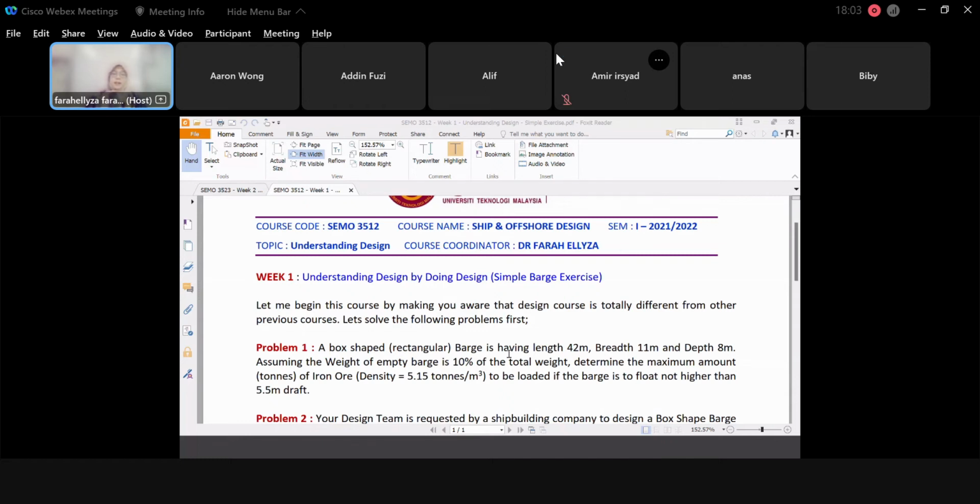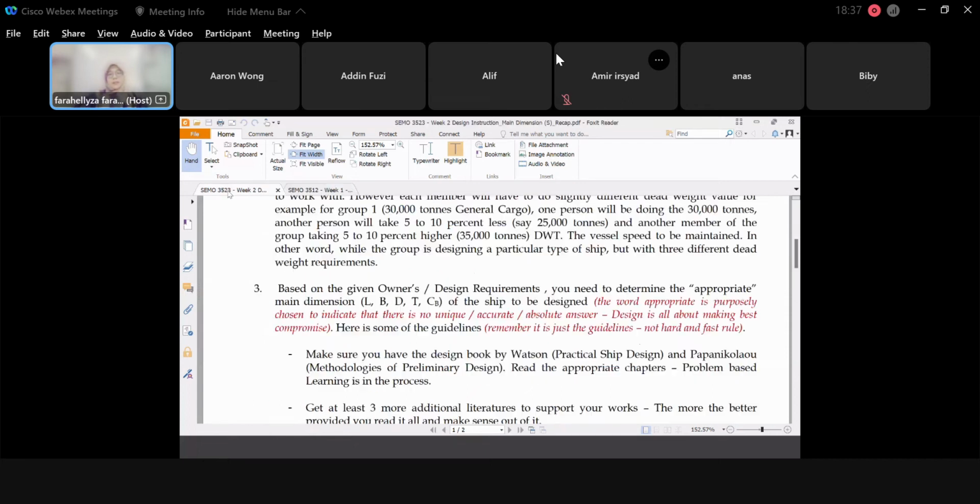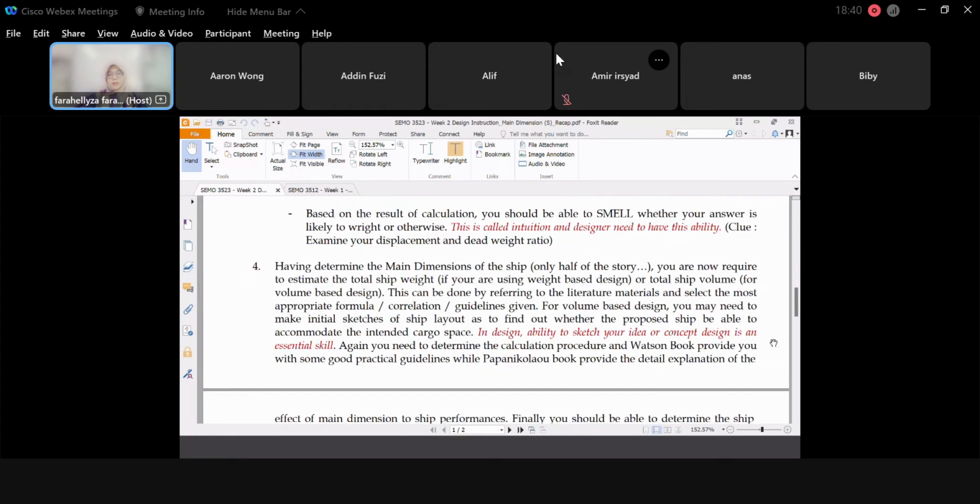The design course is totally different from the previous courses that you have taken. In previous courses you are given a problem, and based on certain equations or formulas, you solve that problem. But when you look into design, you are given a problem in terms of the design process: you are given the owner requirements. Last time, this is basically a continuation.